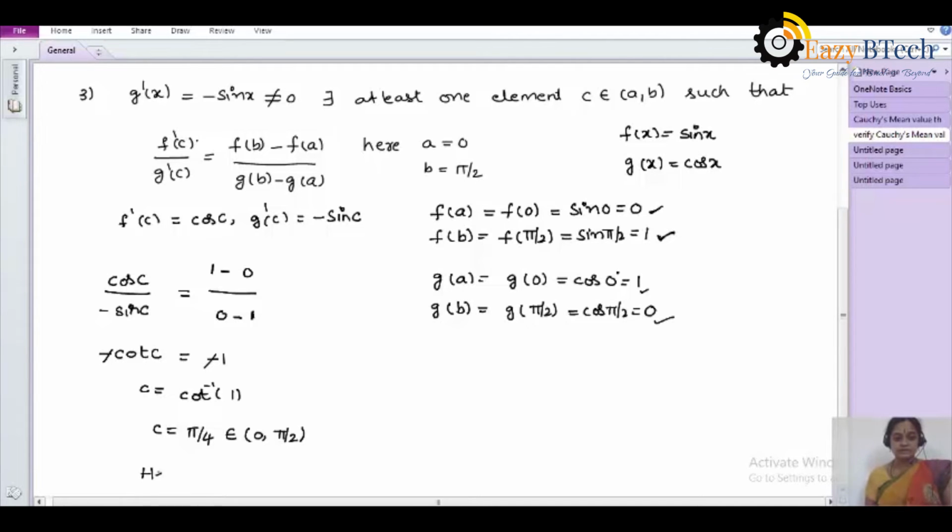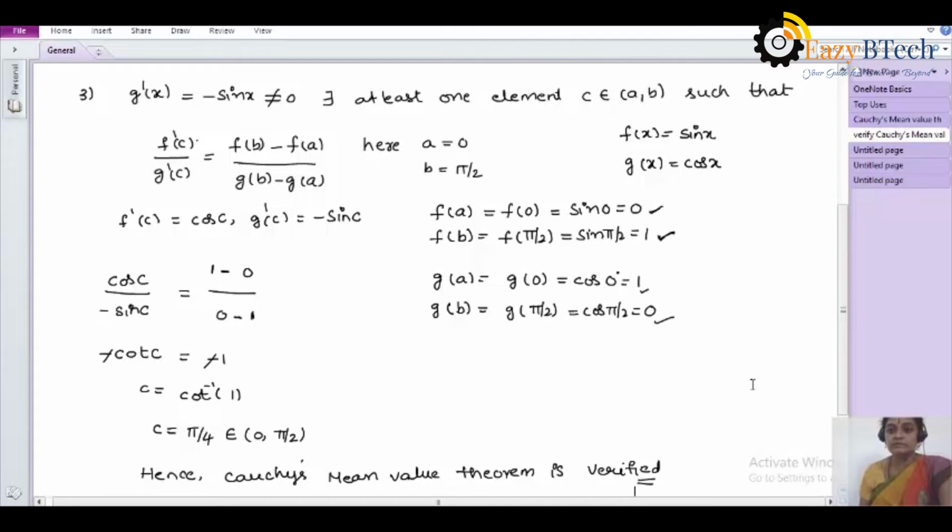So hence you can say that Cauchy's mean value theorem is verified. Cauchy's mean value theorem is verified.